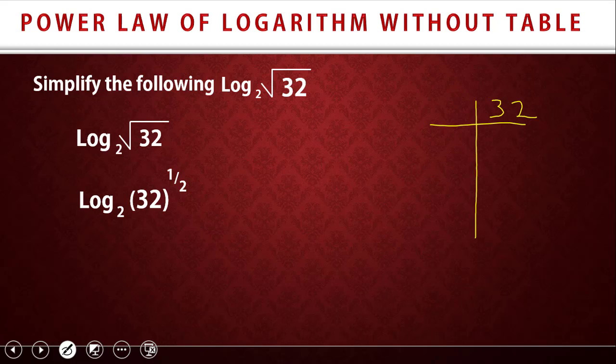2 can go in 32. So let's see how many times 2 will go in 32. We're going to start with the first digit here. How many 2s will go in 3? That is 1. Remember 1, because 2 times 1 gives 2. Then 3 minus that 2 gives our remainder 1.